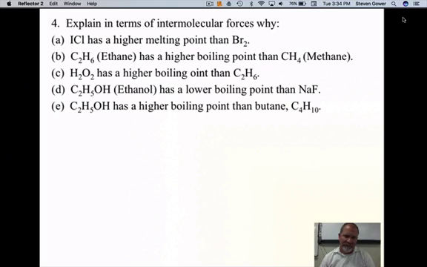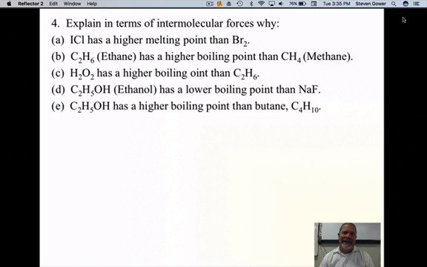Moving on, and now explaining these statements. If I look at this, I want to explain this in terms of intermolecular forces. So the first statement says that ICl has a higher melting point than Br2. Well, Br2 is a Hofbrinkel. It's nonpolar, held together by dispersion only.